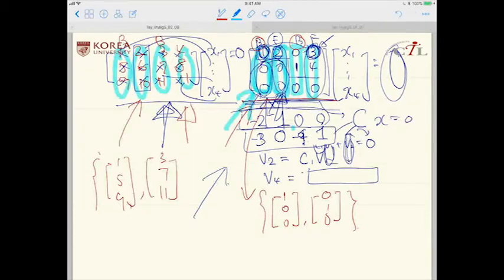So the point is that the reduced echelon form is only used to figure out which are the basic variables, okay? But the actual selection of these columns for our basis should be done from the left matrix, okay?